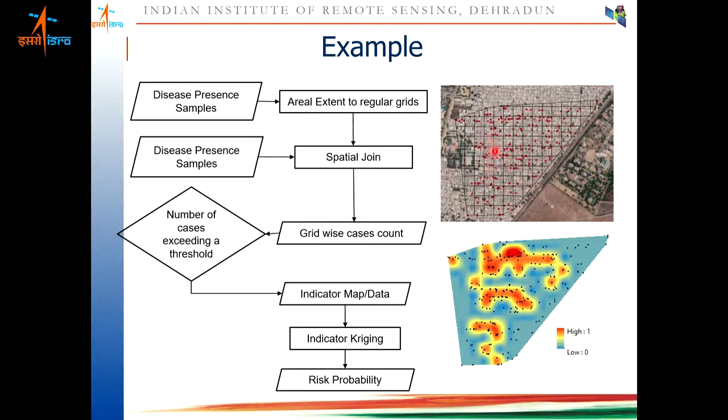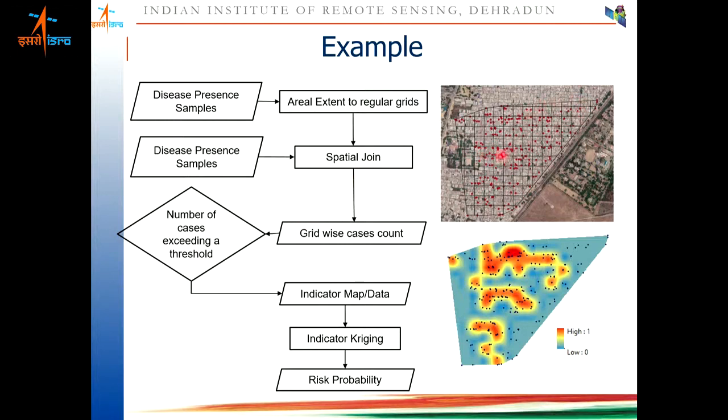So once you have this fishnet of cells, you need to count how many positive patients are present within each fishnet cell, and this counting you can do with the spatial join tool. After performing the spatial join, you will have this fishnet with the number of cases present in each grid. After having that count, you need to convert that count to indicator data. So you need to apply the threshold.